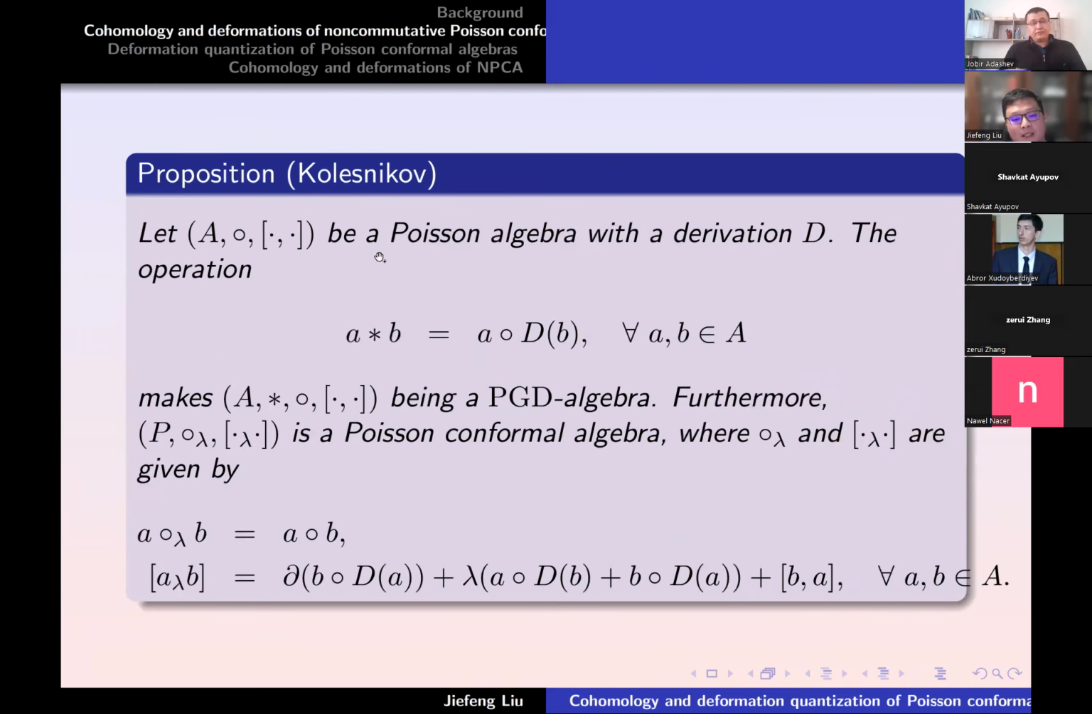The following example and proposition were given by Kolesnikov for Poisson conformal algebras. I note this example can also give a PGD algebra. Let A be a Poisson algebra with a derivation D. The operation like this makes A a PGD algebra. Furthermore, this is a Poisson conformal algebra. The λ operation is given like this. The λ bracket is given like this.